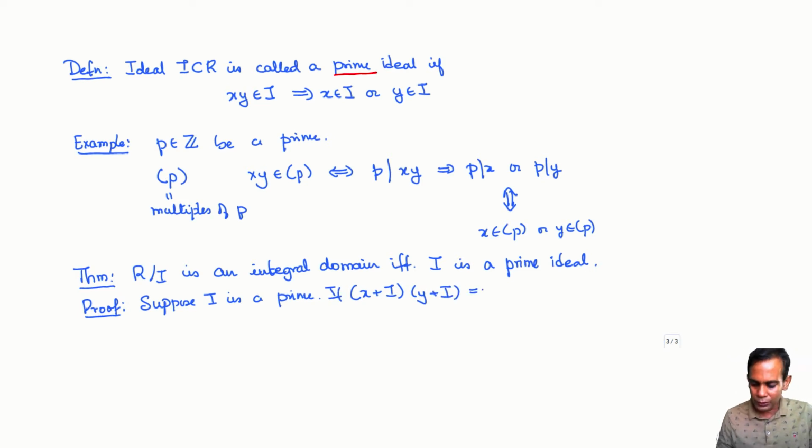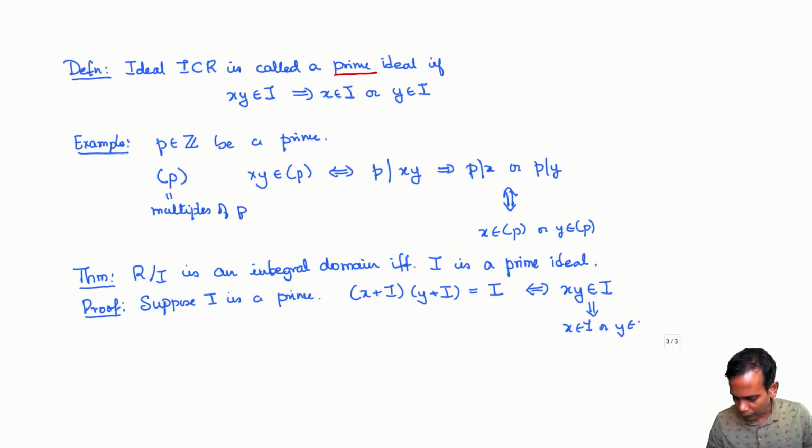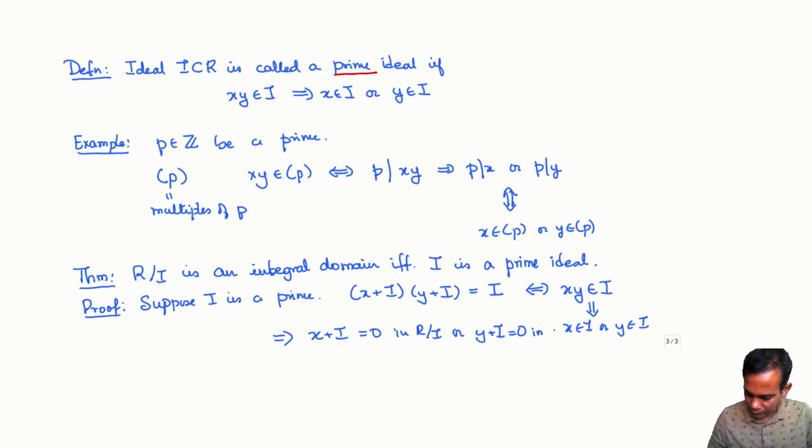If this is equal to 0 in R mod I, that means it's equal to just I itself, then that means, in fact this is an if and only if. By definition this is xy plus I, so this happens if and only if xy belongs to I. And since I is a prime ideal, this implies that x belongs to I or y belongs to I, which implies that x plus I is 0 in R mod I, or y plus I is 0 in R mod I. So if I is a prime ideal, then R mod I is an integral domain.